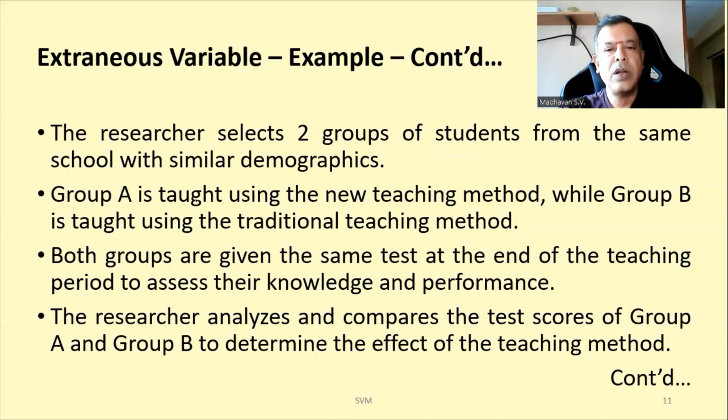Group A is taught using the new teaching method, while Group B is taught using the traditional teaching method. Both groups are given the same test at the end of the teaching period to assess their knowledge and performance, or basically to find out their test scores. The researcher analyzes and compares the test scores of Group A and Group B to determine the effect of the new teaching method.